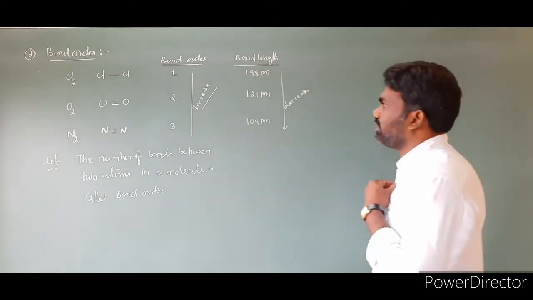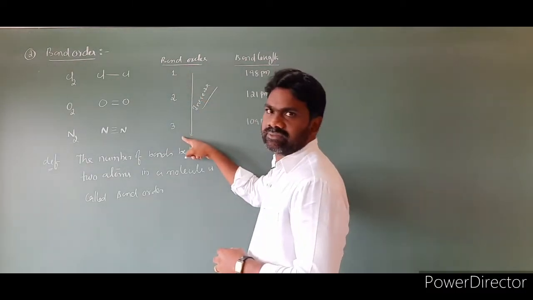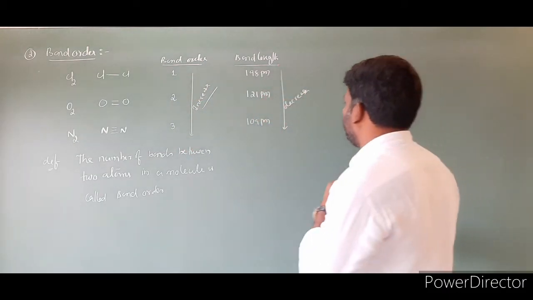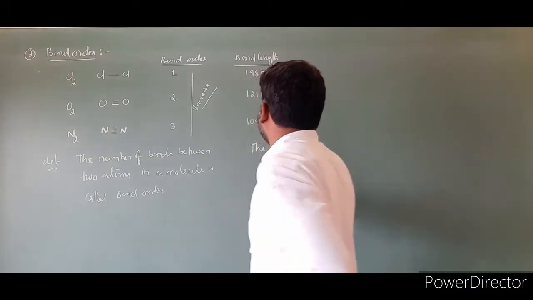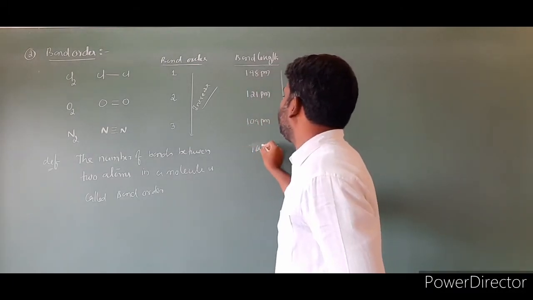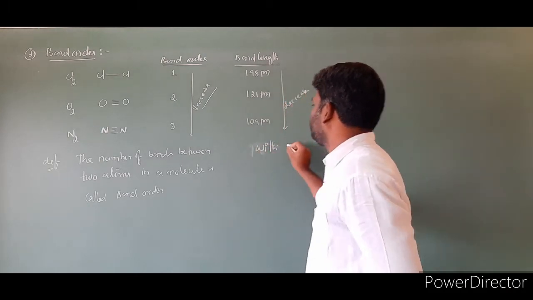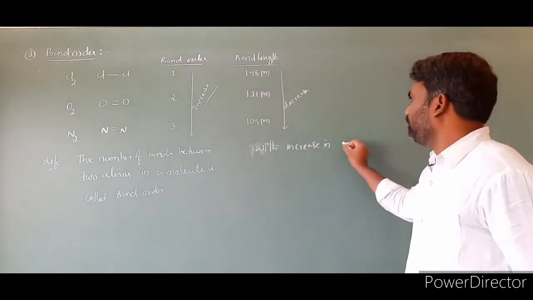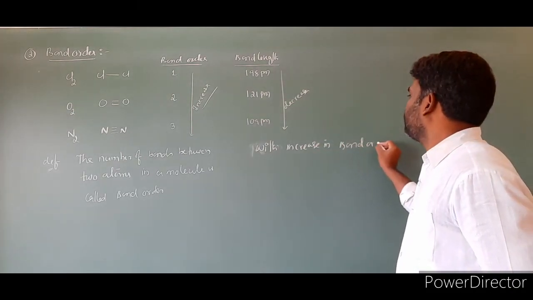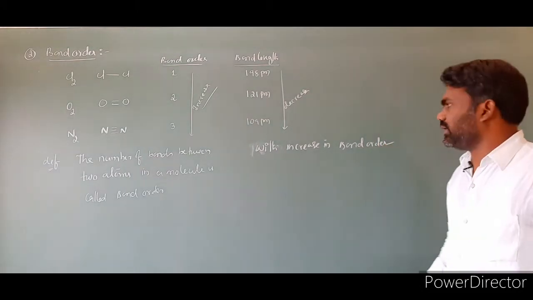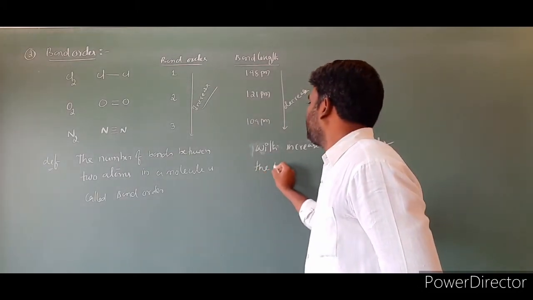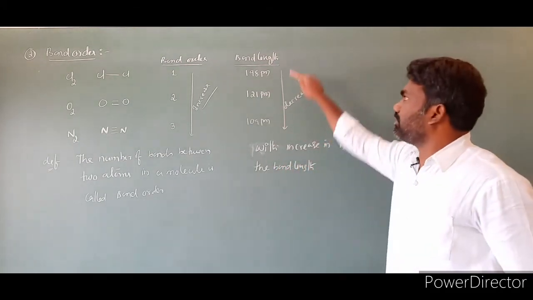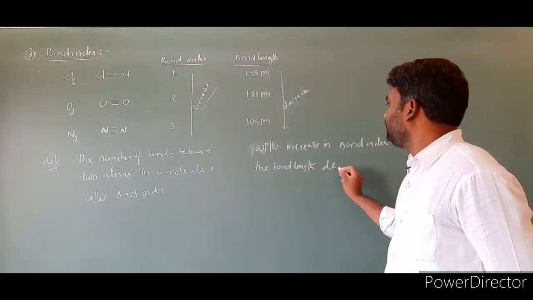Then what is the sentence we have to write? With increasing bond order, bond length decreases. The same sentence we have to write: with increase in bond order, the bond length decreases.